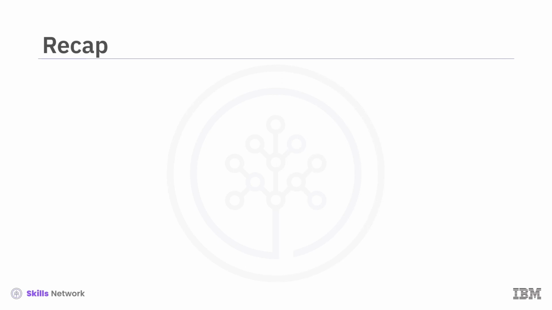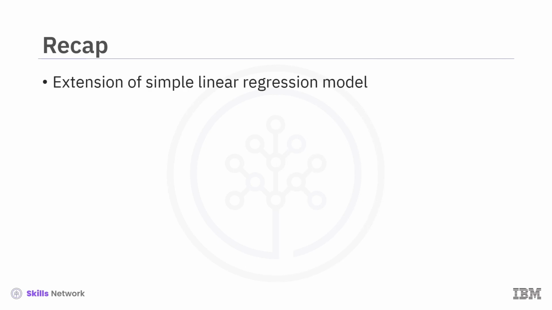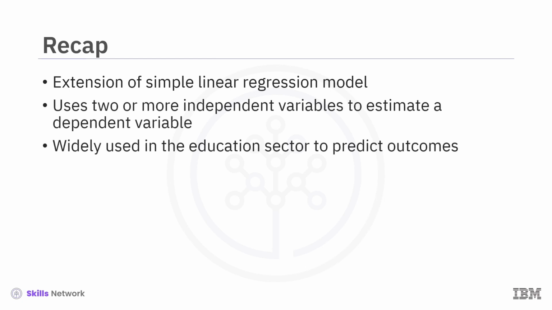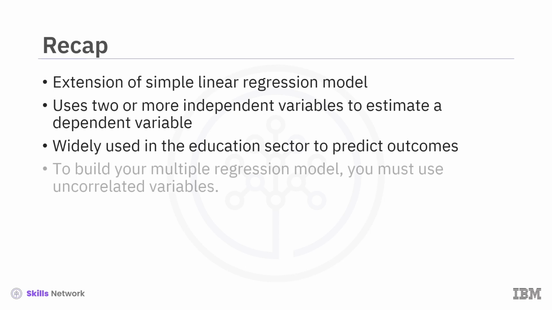Multiple linear regression is an extension of the simple linear regression model. It uses 2 or more independent variables to estimate a dependent variable. It is widely used in the education sector to predict outcomes and explain relationships between variables. Multiple linear regression can also be used to predict the impact of changes in what-if scenarios. Adding too many variables can cause your model to overfit or essentially memorize the training data, making it a poor predictor for unseen observations. To build your multiple regression model, you must select your variables using a balanced approach, considering uncorrelated variables, which are most understood, controllable, and most correlated with the target.